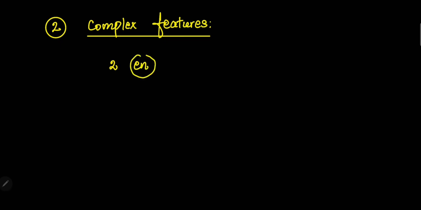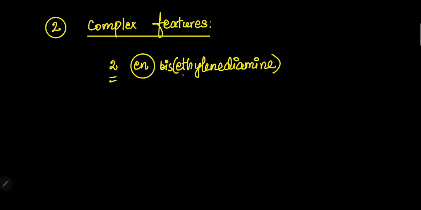Ethylene diamine, which is abbreviated as EN, the ligand itself has a Greek prefix di, ethylene diamine. And if there are two such ethylene diamines, we don't call it diethylene diamine because that will lead to some confusion. Therefore, we use bis ethylene diamine, where whenever we use a terminology like bis, the ligand name is to be enclosed in parenthesis, bis(ethylene diamine). In organic nomenclature, we will be using a similar convention, and this is used for some complex features.